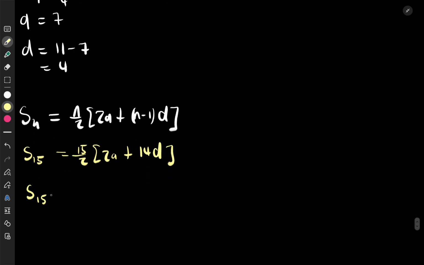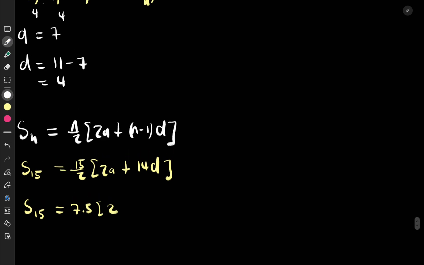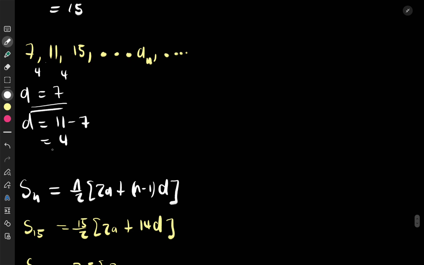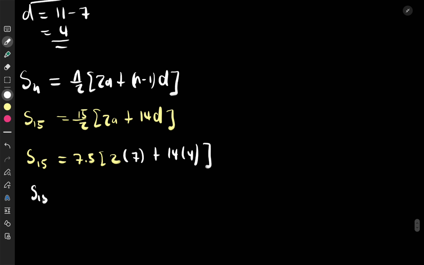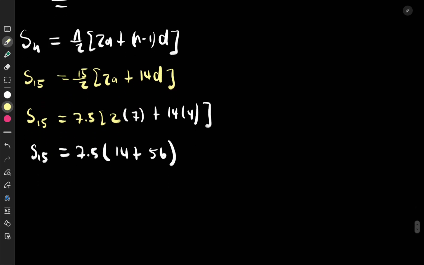So I can say S15 is going to be equal to 7.5 multiplying 2 by a. In this case, our a is 7 and our d is 4. So we have 2 by 7 plus 14 by 4. S15 is equal to 7.5 outside, multiplying 14 plus 14 by 4, which is 56. Plus 14, this gives us 70. So S15 is 7.5 times 70.